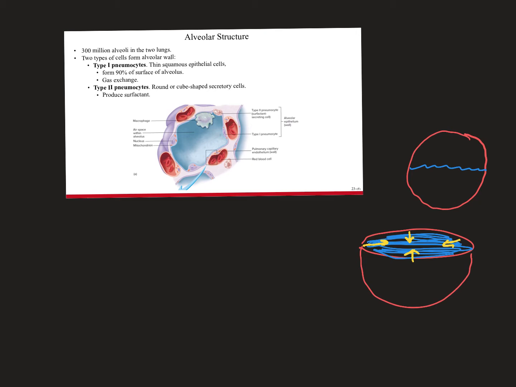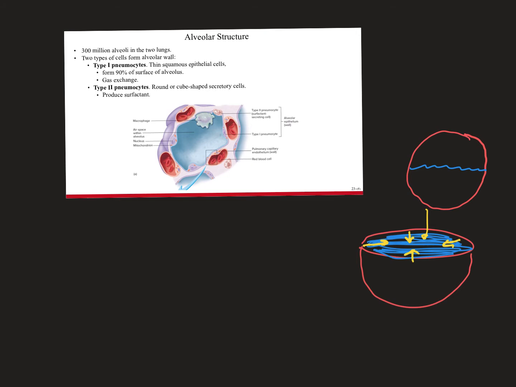So surfactant works a little bit like dish soap. If you put a drop of dish soap in this water, it's not going to completely eliminate the surface tension, but it is going to lessen it, just enough that the alveolus is able to stay nice and round. Does that make sense?